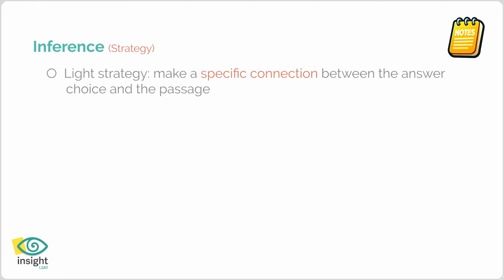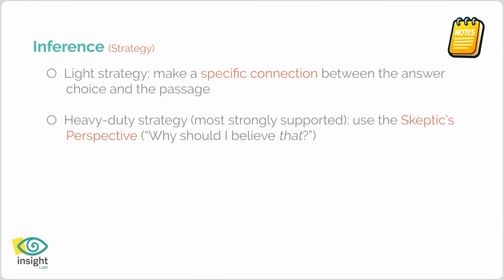There's one for each of the two versions of inference. For the weaker, most strongly supported version, just use the skeptic's perspective. Point your gaze at the answer choice and say, why should I believe that? Is there something in the passage that provides a reasonable answer to that question? If so, your answer is probably correct.